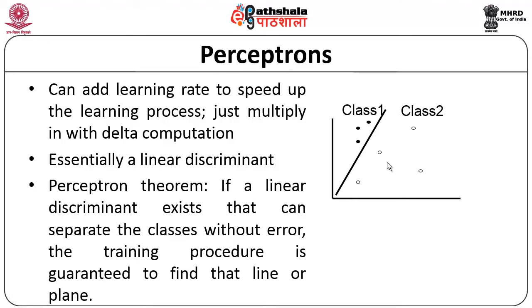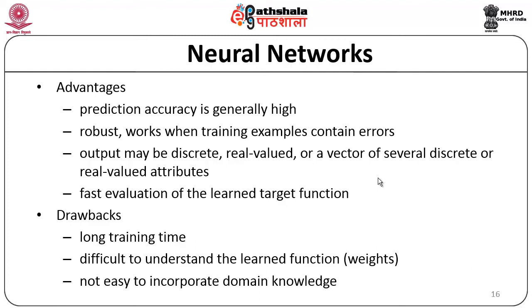So, whenever you have a classification problem which is going to be linear in nature, the neural network will be the best solution for such scenarios. What are the advantages of neural networks? The prediction accuracy is generally high, it is robust with respect to errors as I have already mentioned, and outputs can be discrete, real valued, and sometimes even vectors.